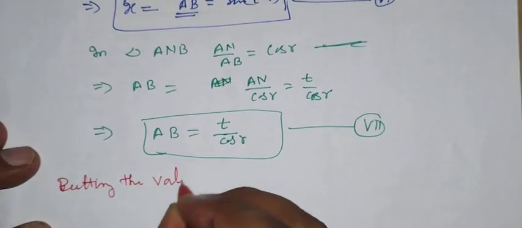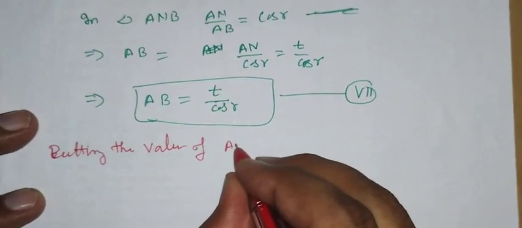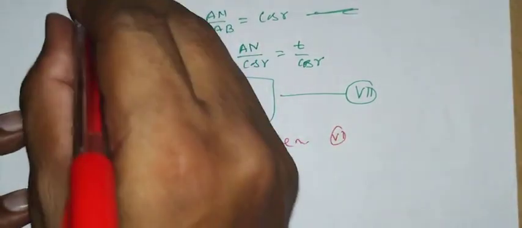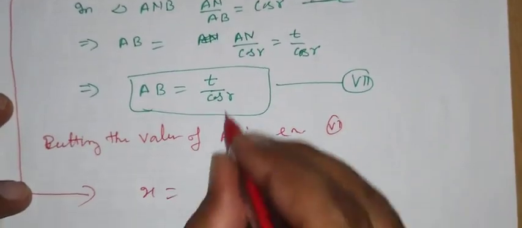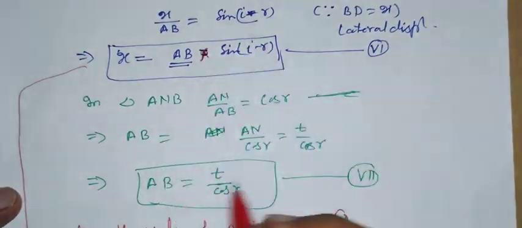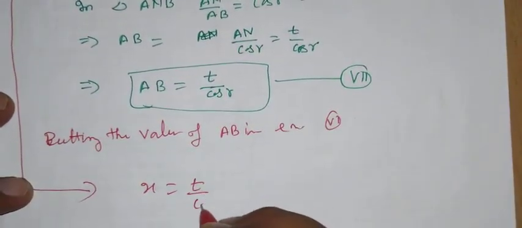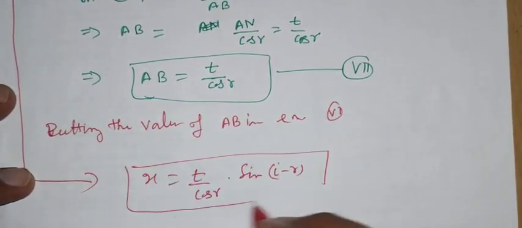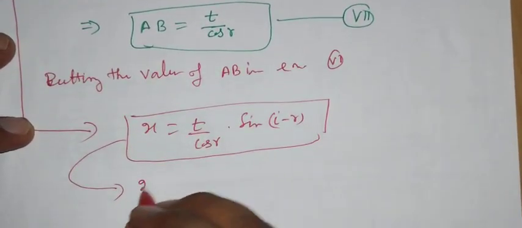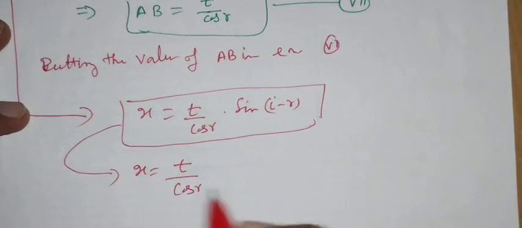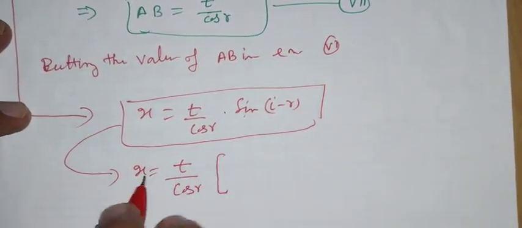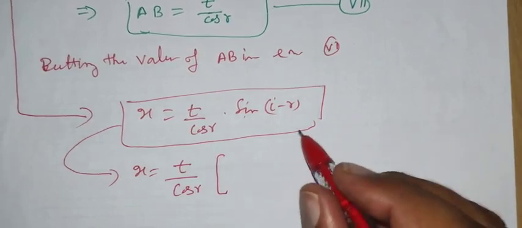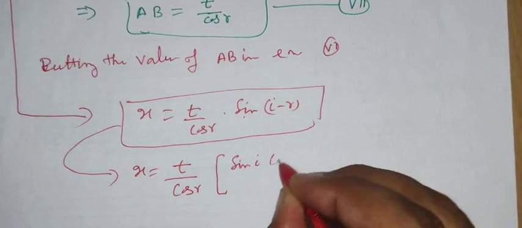Putting the value of AB in equation 6 we have x is equal to AB into sine I minus R, where AB is T by cos R. Again it can be written x is equal to T by cos R, sine I minus R. Expand by the formula sine A minus B, this is sine A cos B minus cos A sine B. So it becomes sine I cos R minus cos I sine R.